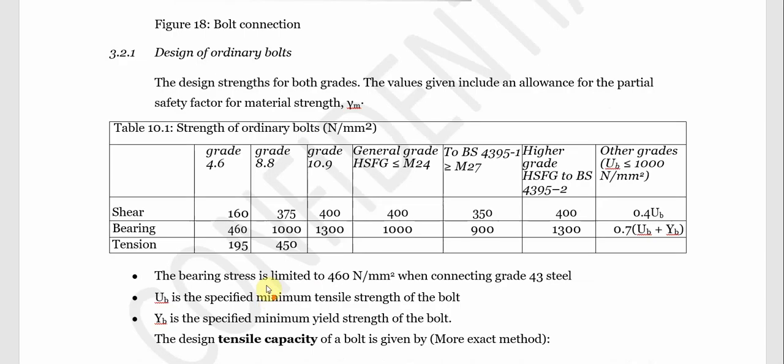Now we have shear for each, the acceptable shear for each one based on the grade size. For grade 4.6 the acceptable shear is this, while acceptable bearing is 460. Likewise for grade 8.8, you can see that this one is higher than this. So grade 8.8 possesses greater shear capacity than grade 4.6. The bearing stress is limited to 460 Newton per mm square for grade 4.6, especially when we are connecting grade 43 steel.